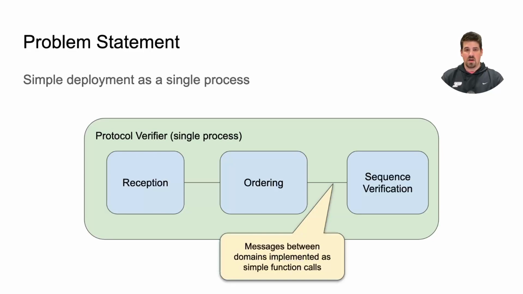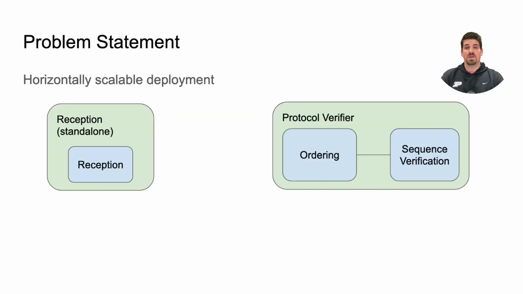But this isn't good enough. We need to be able to scale horizontally. So first, we want to separate the reception domain into its own process and keep the ordering and sequence verification domains in a separate process. We need to be able to communicate between these 2 processes.